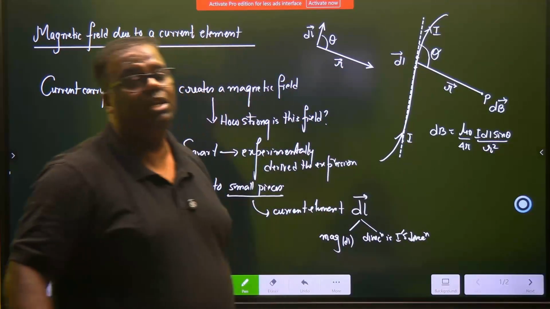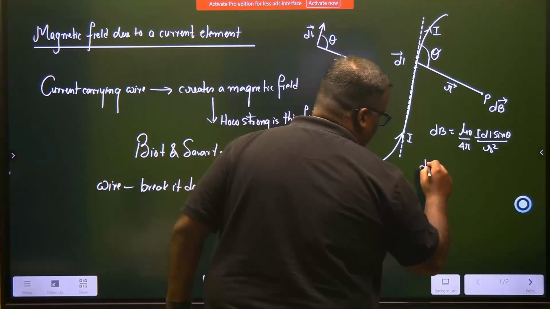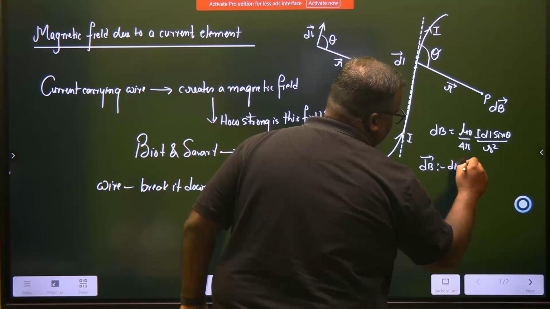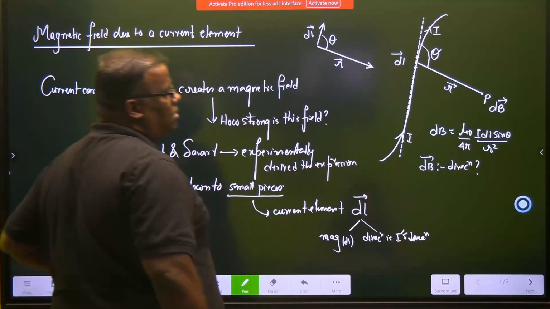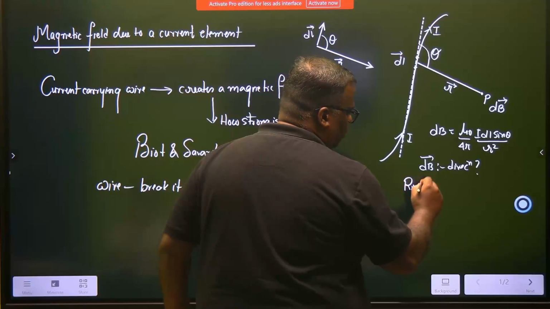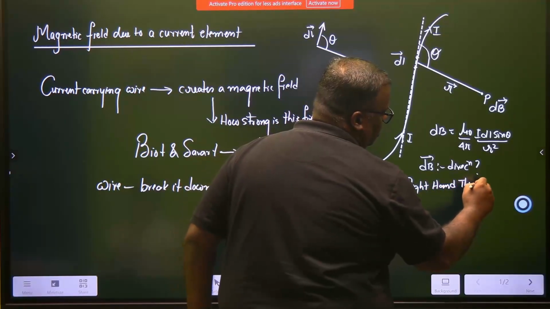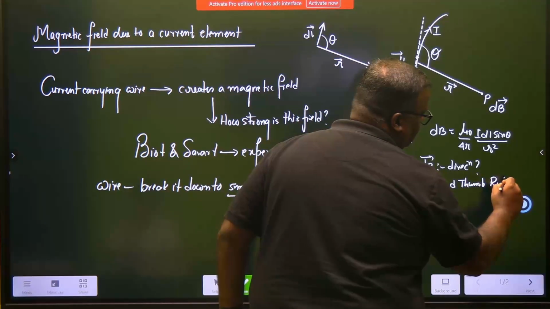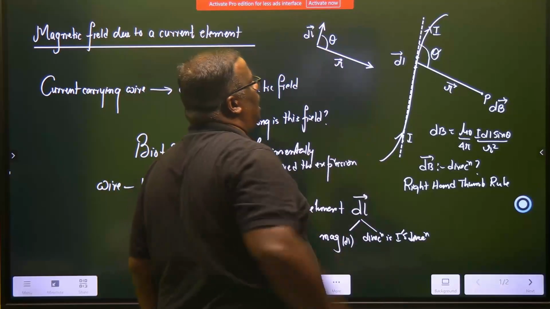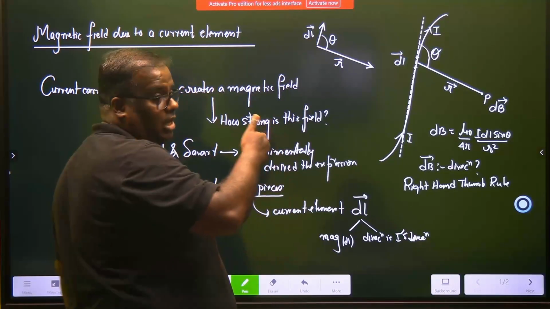Now how do we get the direction? Because dB is a vector. When you say dB, then you need to specify what the direction is also. In order to specify the direction, we will again bring what is known as our right hand thumb rule. I will always point my thumb along the direction of the current, looking at my dl vector.